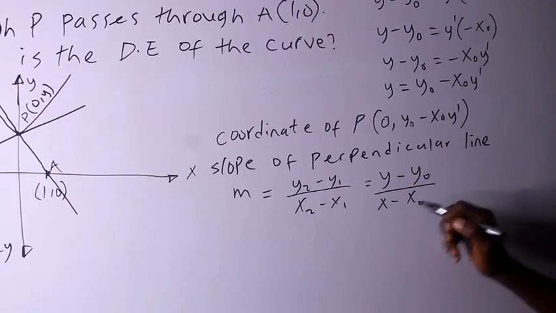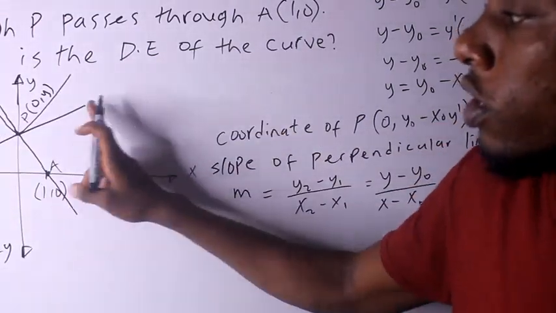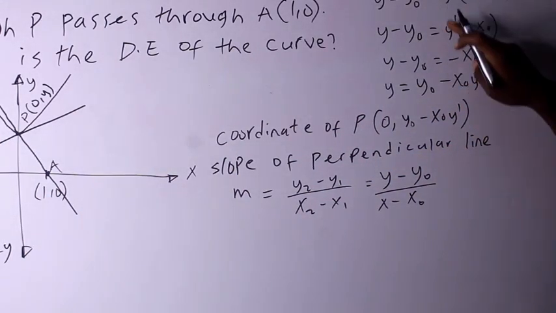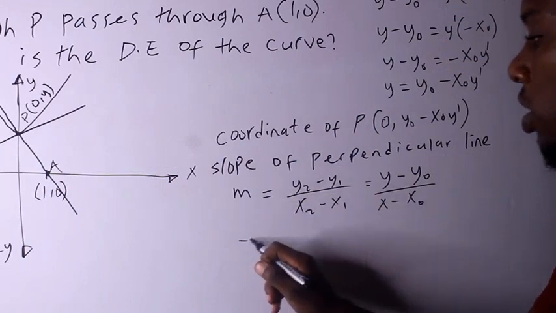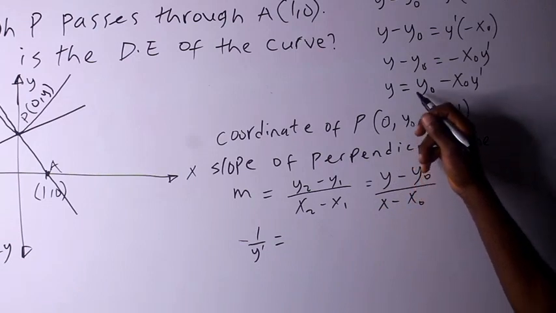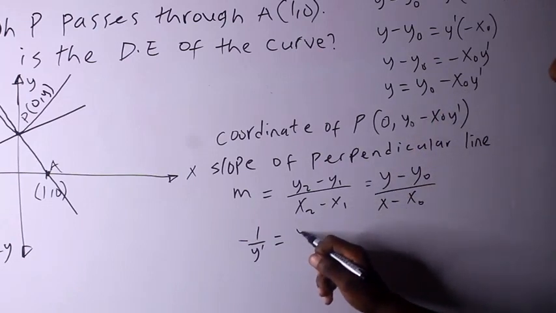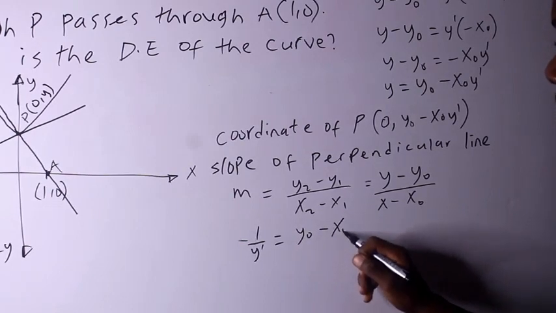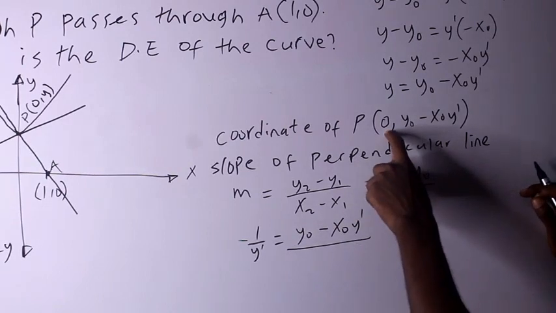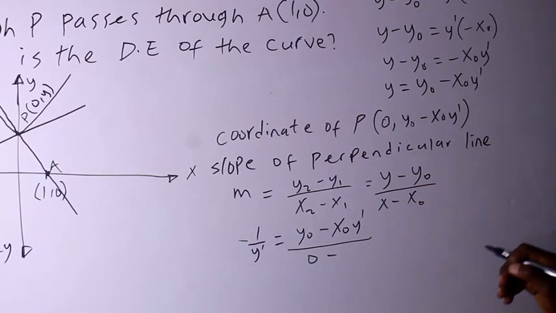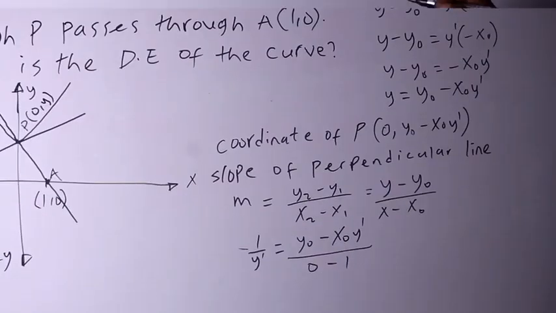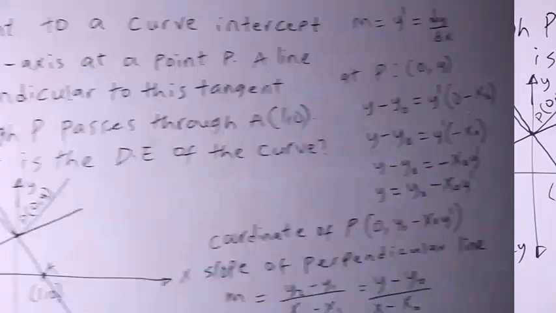But remember that the slope of this line is the negative reciprocal of the slope of this other line. Since this slope is y prime, the negative reciprocal of y prime is negative 1 over y prime. So this m, negative 1 over y prime, is equal to y, defined as this. So we replace this for y. That's y naught minus x naught y prime all divided by x. What is x? At this point x is 0, minus x naught, which is 1. That's all we have. If we have that, we can go right ahead to erase this side.